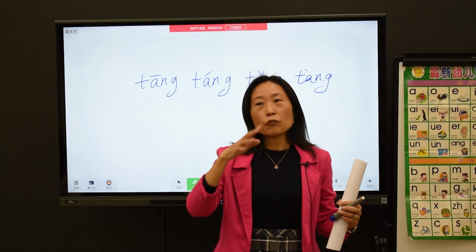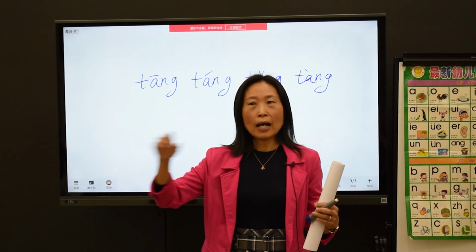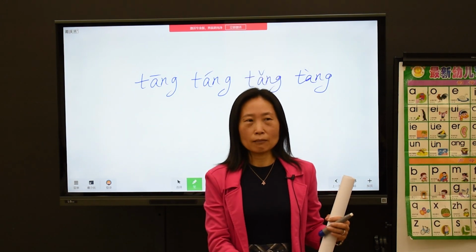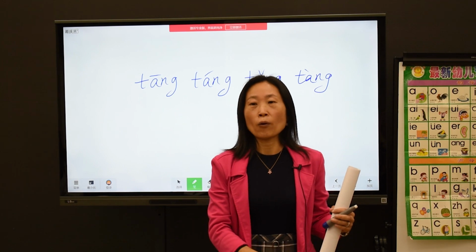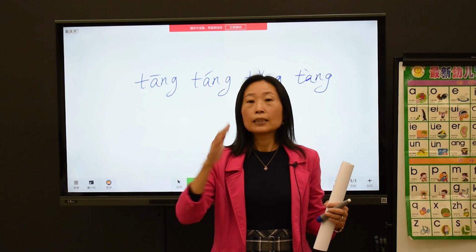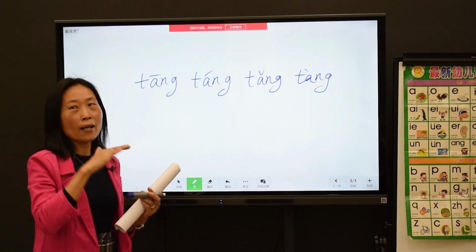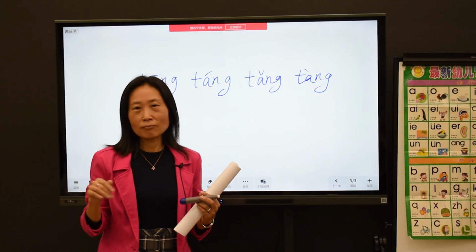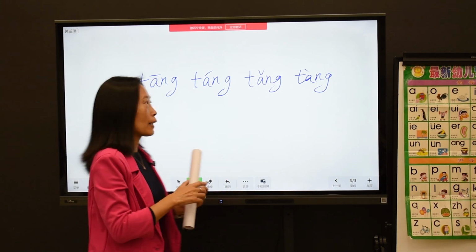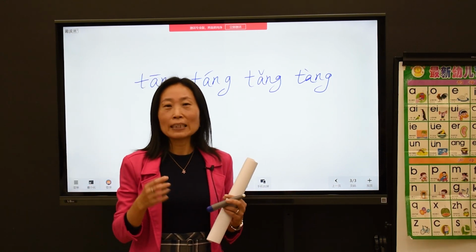So look. The first tone is a little bit higher, so it's at this level, like tang, and keep it the same. And when we say the second one, we need to come to the very low level, right? So it's tang, then tang. So, for example, if you say tang, it means soup, you want to take the soup. If it's tang, the second one means sugar. So see, it's very different, right?